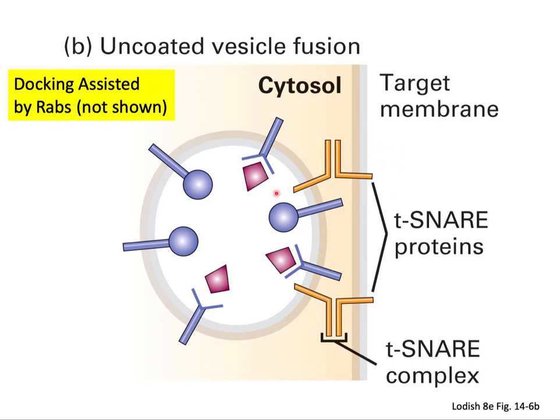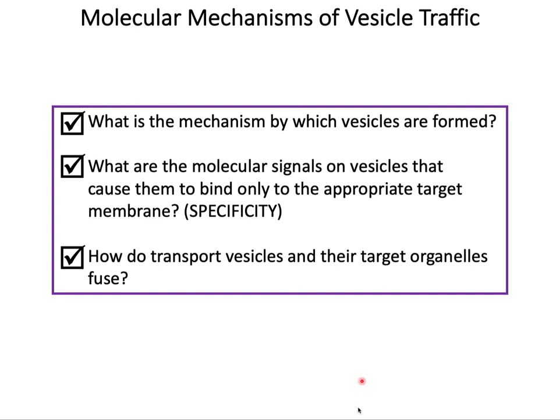Now, this whole docking event of this vesicle to the target membrane is also assisted by Rab GTPases, which is not shown in the slide, but I will show you in a minute. It's important to point out that the Rab GTPases also help confer specificity. They help these transport vesicles find the appropriate target membrane. I will elaborate on that in a minute. So let's move on to the last question.